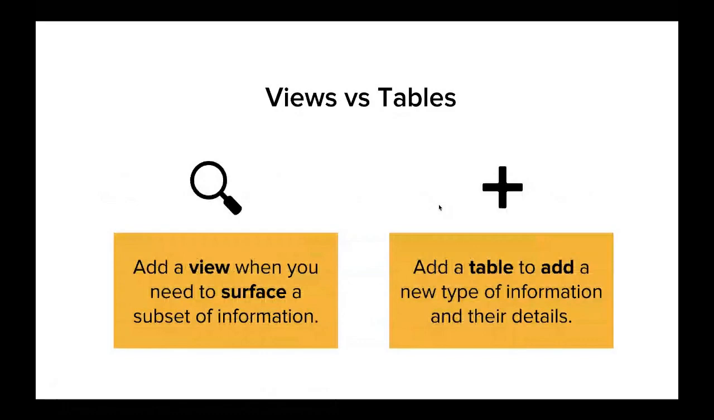So in terms of when you would use a view versus a table, you would add a view when you need to surface information about a subset of information. Or rather, you would surface a subset of information. A table allows you to add additional information and their related details. So whenever, let's say, you need to find information about a project, so the one that we showed earlier, which ones are active, we would actually just use a view. We would not add a new table dedicated to active projects because we already have that information and we just need to use a view to surface that.